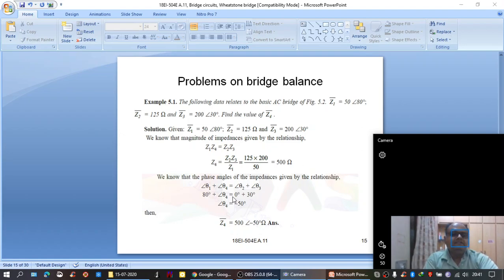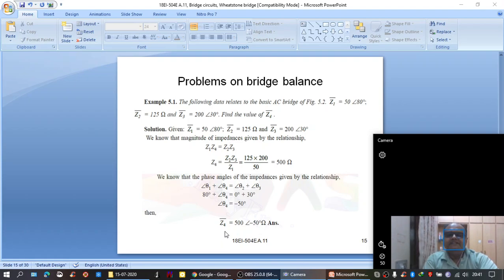Then the phase angle condition tells that theta 1 plus theta 4 equals theta 2 plus theta 3. Here theta 1 is 80, theta 4 is not given, so let it be theta 4 as it is. Theta 2 is 0 because nothing is mentioned for Z2, and theta 3 is 30. So the left hand side is 80 plus theta 4, right hand side is 30. Taking 80 to the right hand side, it becomes negative. So theta 4 is equal to 30 minus 80, that is minus 50.